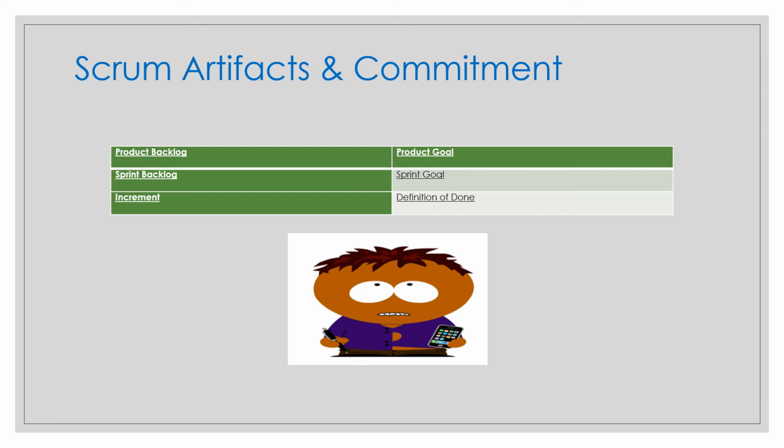It should have enough detail that they can inspect their progress in the daily scrum, right? Your sprint backlog can get updated in your daily scrum. What is the commitment for the sprint backlog? That is the sprint goal.